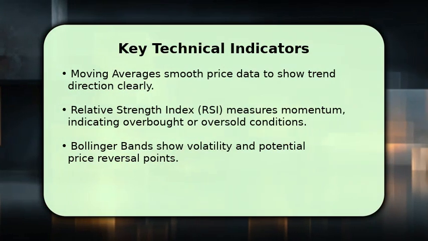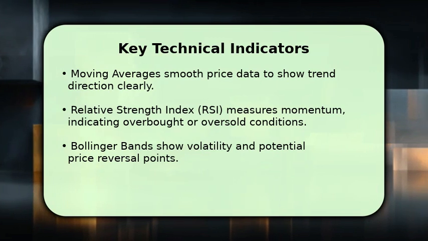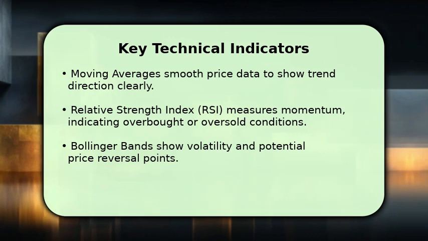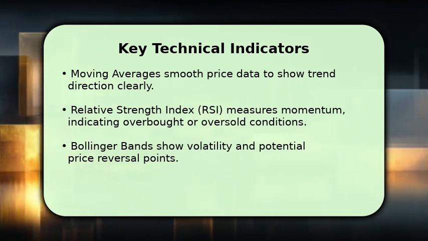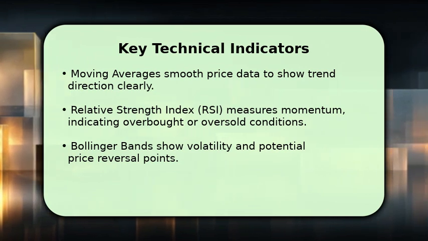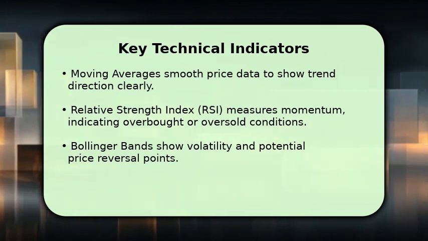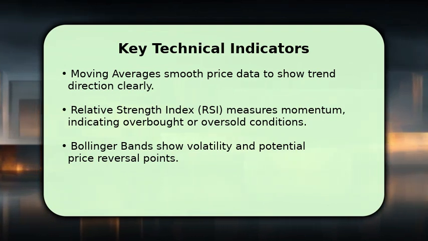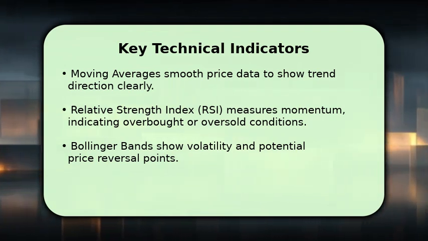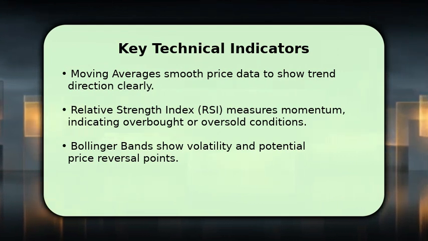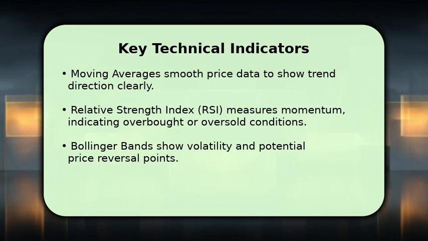Understanding key technical indicators is crucial for informed decisions. Moving averages, for instance, smooth out price data, making it easier to identify the underlying trend direction. The Relative Strength Index, or RSI, helps measure momentum, signaling when an asset might be overbought or oversold. Additionally, Bollinger Bands illustrate market volatility and can pinpoint potential price reversal points, offering valuable insights into price action.